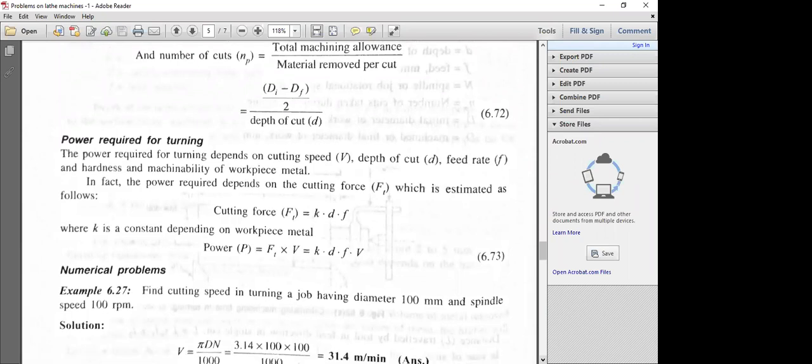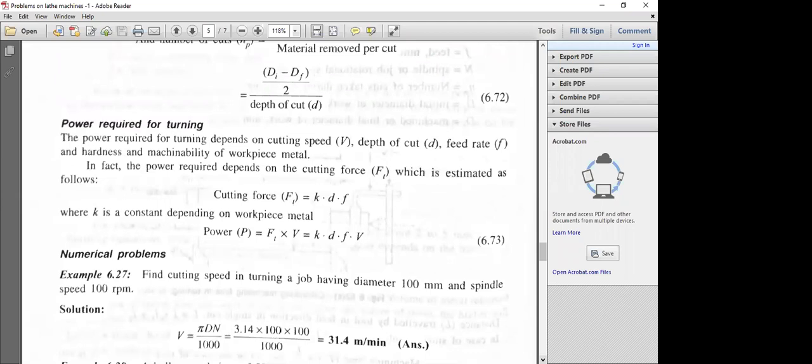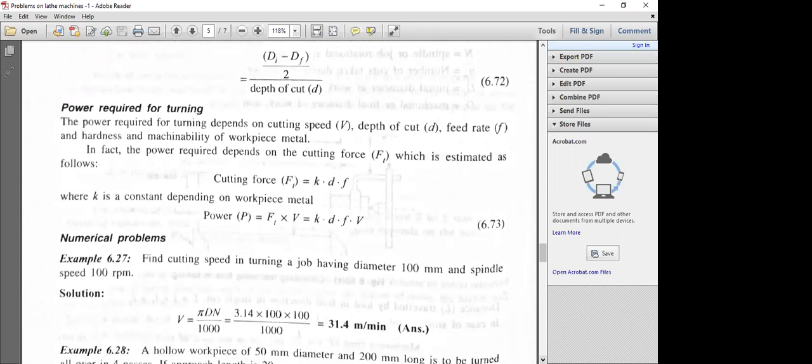Some small problems are there. Don't worry, they ask in the short answers for 2 marks or 3 marks. So what is the cutting speed in turning a job having a diameter of 100 mm, and the spindle speed is given by capital N, speed in RPM, 100 RPM. This is a simple substitution.